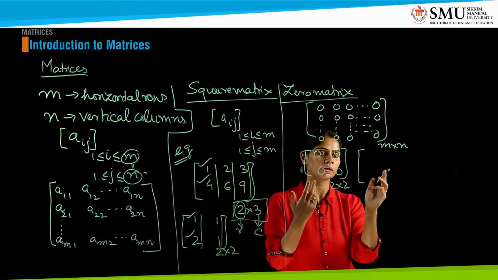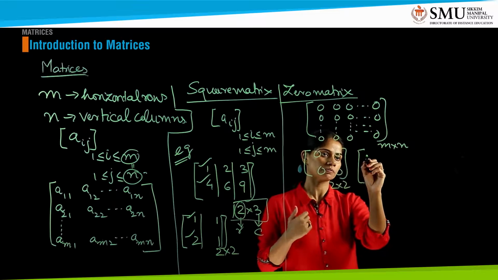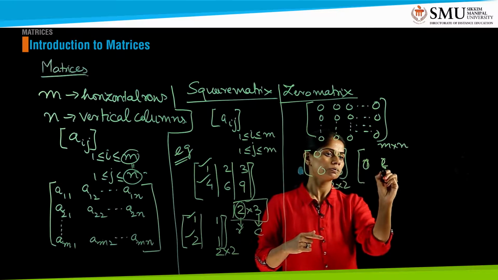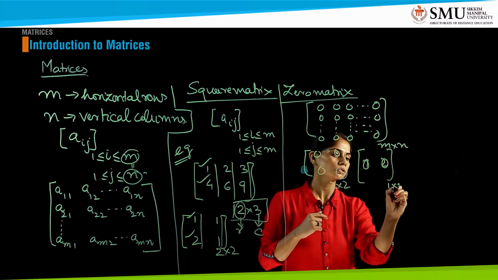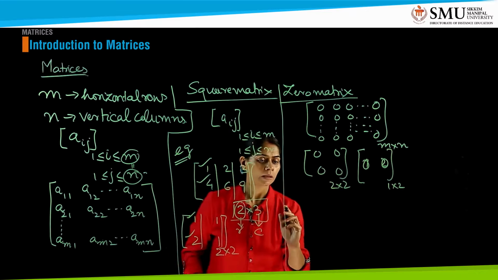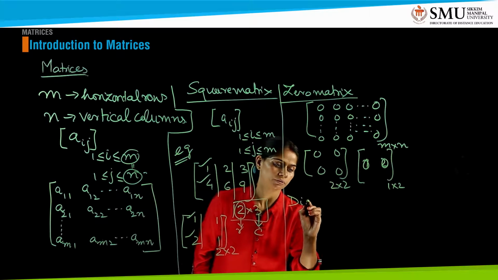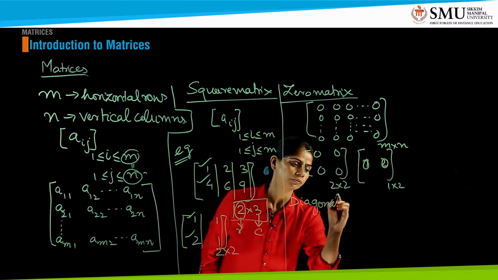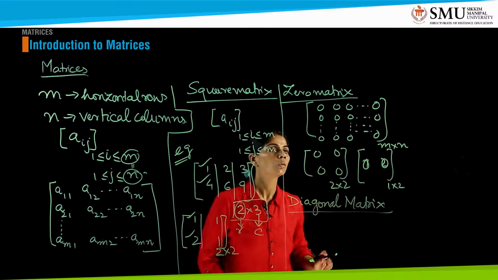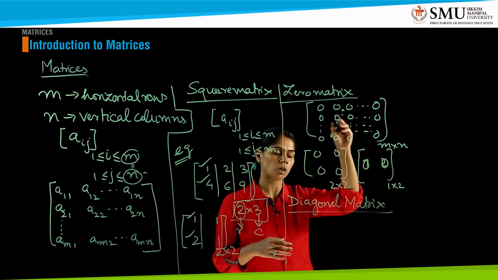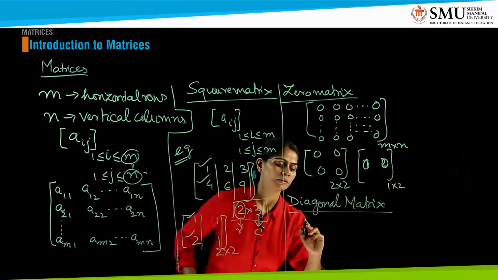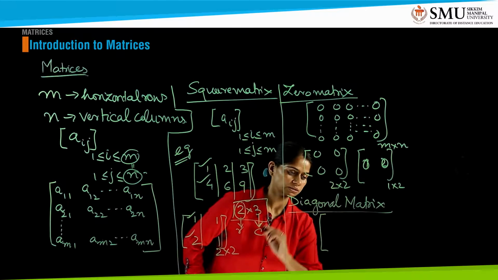Similarly, we can construct so many, suppose a 1 by 2 matrix. 1 by 2 means 1 row and 2 columns. So 0, 0. So this is the 1 cross 2 zero matrix. So this is what you mean by a zero matrix. Let's define a diagonal matrix. What do you mean by a diagonal matrix? The matrix whose diagonal elements are non-zero and off-diagonal elements are 0, we call that matrix a diagonal matrix. For example, consider this.